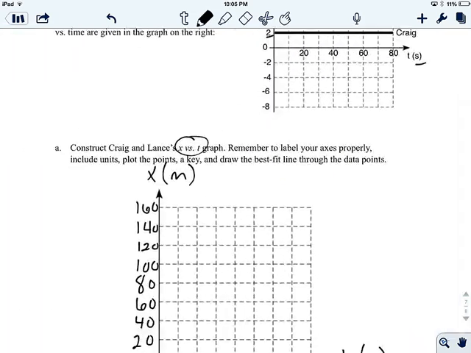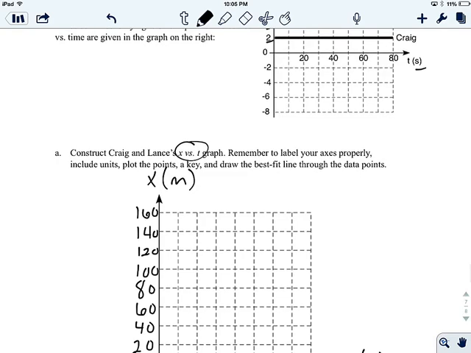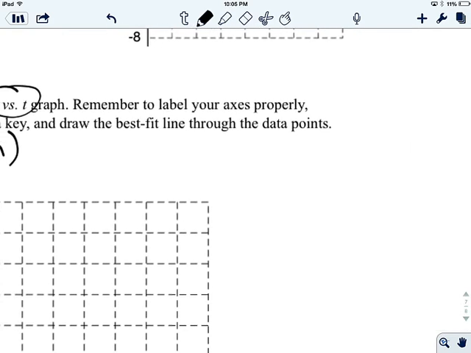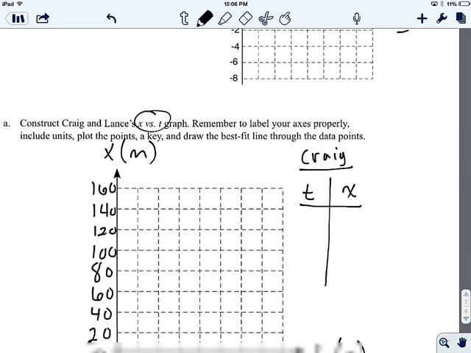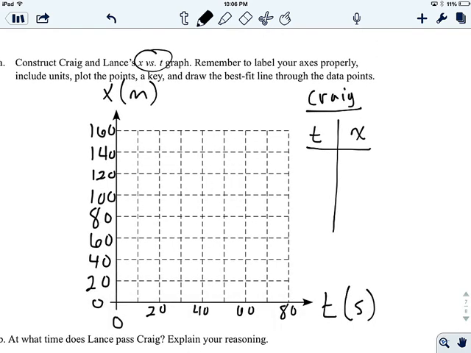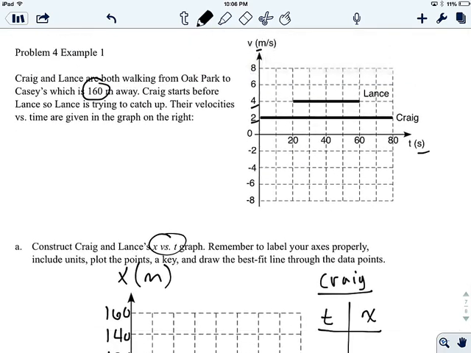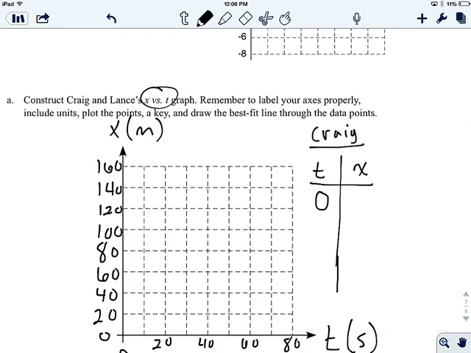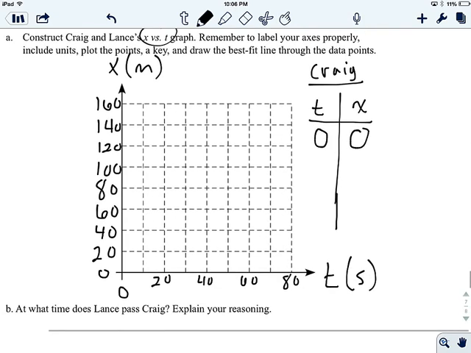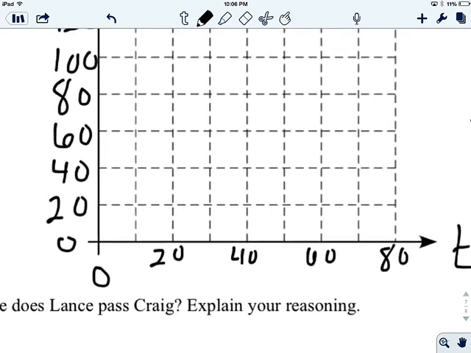Now here's the tough part, okay? And I really think that it makes things easier to make a table. So I'm going to start off with a table for Craig. Now, I want time on one side and I want position on the other. Now I know one thing, okay? Well, Craig starts off at 0. So at time 0, Craig's position is also 0. Okay, because he starts walking right away.